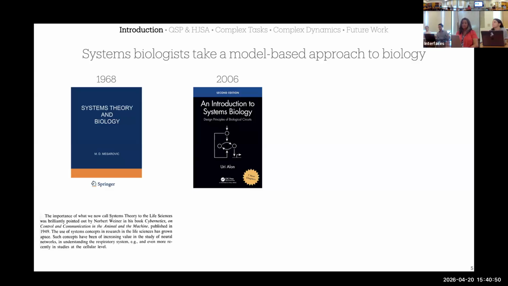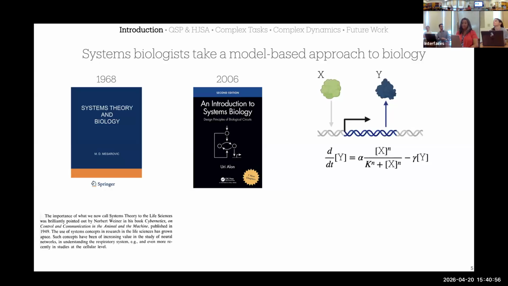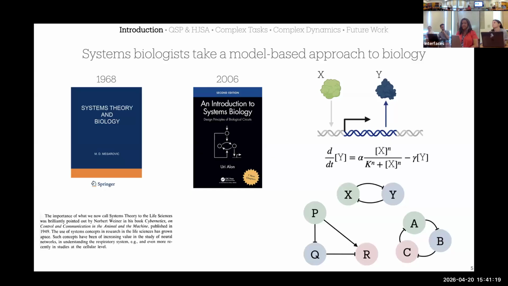Probably if people are in bioengineering, you may have seen this book before. This is the modern treatment of systems biology, and these are the models we'll be talking about today. These are differential equation models describing how compounds in the body or in the cell change over time. So if I have some transcription factor X that regulates a gene that produces a downstream protein Y, I can model the way that the concentration of the downstream protein changes as a function of the upstream protein. This is a very simple differential equation.